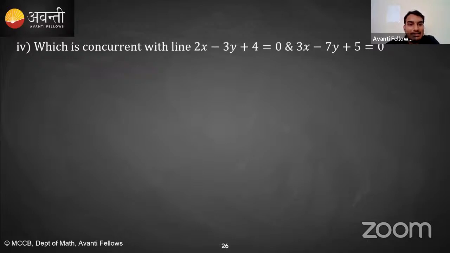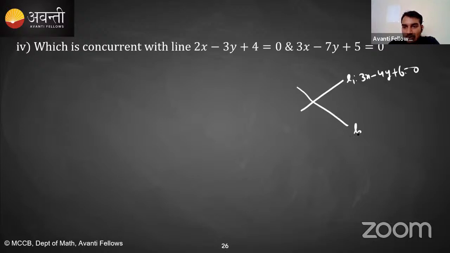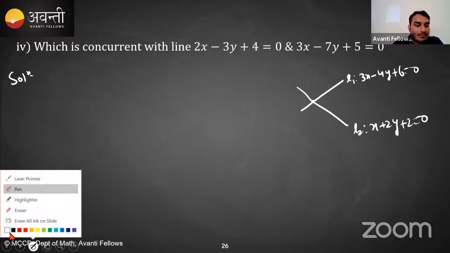The required line is passing through the point of intersection of two lines. First of all, this is line L1, which is 3x minus 4y plus 6 is equal to 0, and this is L2, which is x plus 2y plus 2 is equal to 0. So the required line is the line which is passing through the point of intersection of L1 and L2, and concurrent with these two lines also. This is simple, right? First of all, what is the required line?